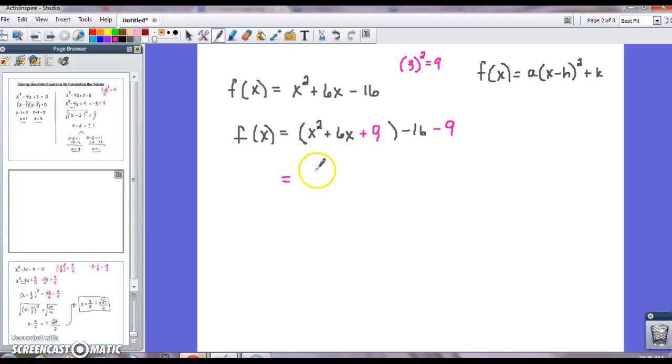Now, this is the square of a binomial. You already know what this is. You know you have to have an x. You already know what this second term is. It was half of that middle term, 3, and then you can combine these two terms together. And so you have f of x is equal to x plus 3 squared minus 25. And that means that your vertex is at negative 3, negative 25.